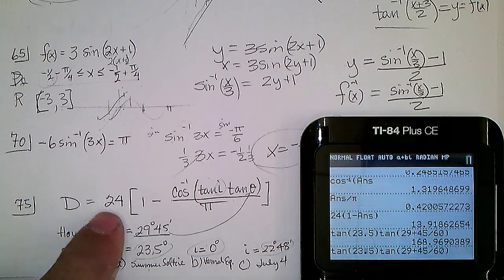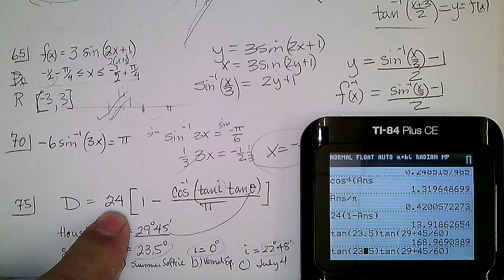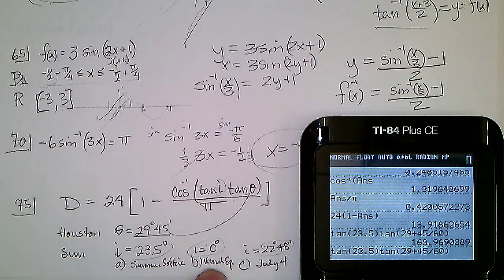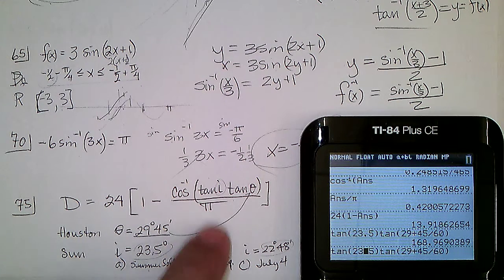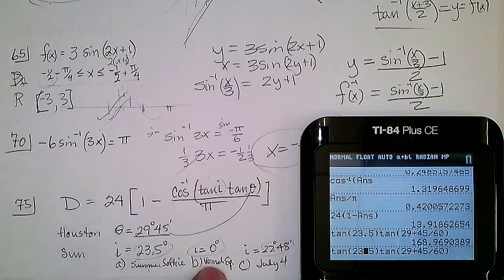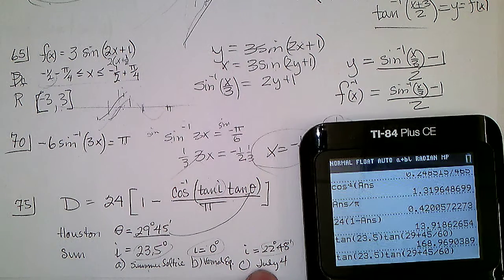So I'd have pi over 2 divided by pi, which is 1/2. 1 minus a half is a half of 24 is 12. So this one's going to be 12, since 0 makes tangent be 0. So this one answer would be 12 hours of daylight. So we went from 13.91. Now we'll do July 4th.